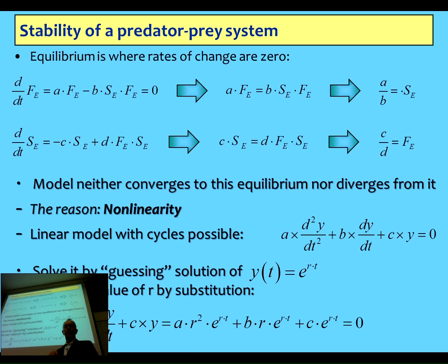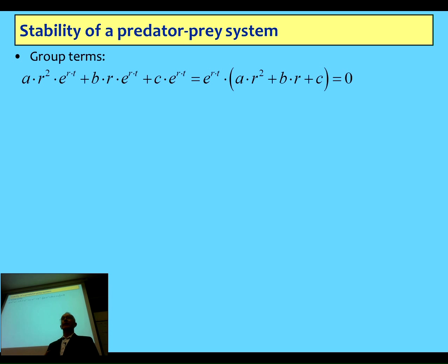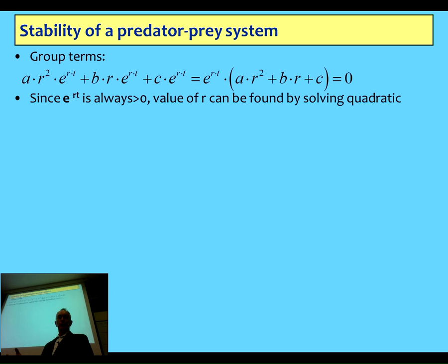So there's the overall equation, and I've now guessed that the answer is e to the r times t. So the second differential is going to be a multiplied by r squared times e to the rt. The second is b multiplied by r, and the third is just c times e to the rt. What you can then do is group your terms, and what you get is e to the rt multiplied by a quadratic in r. So the value of r is going to be the root of a quadratic, because e raised to any power is greater than 0. So we know the first bit can't be 0, so somehow the value of the second bit has to be equivalent to 0. Therefore, r has to have the value of the root of that particular quadratic equation.